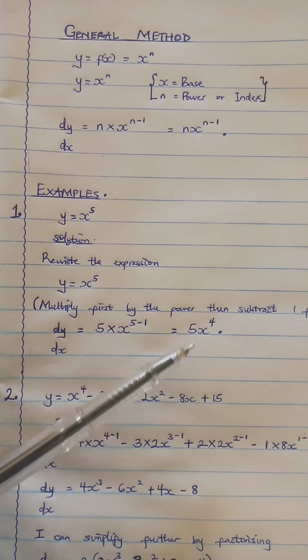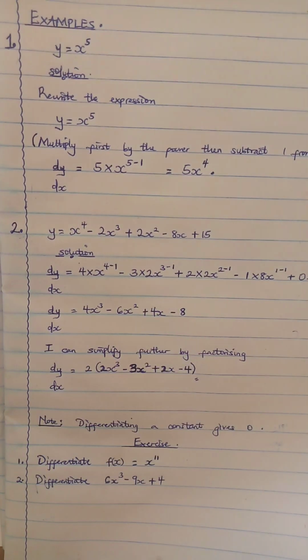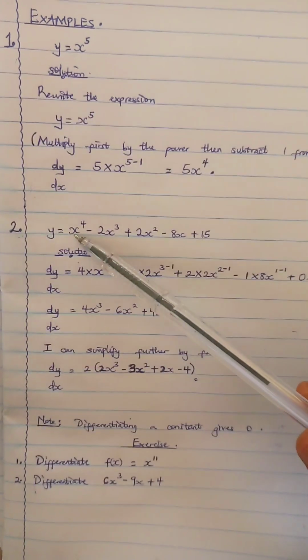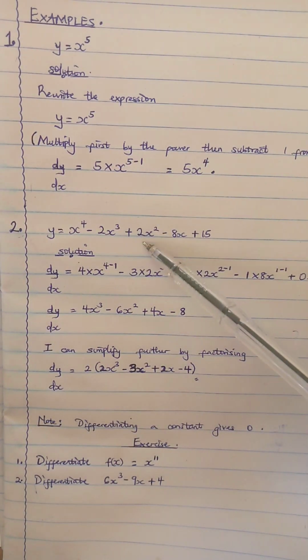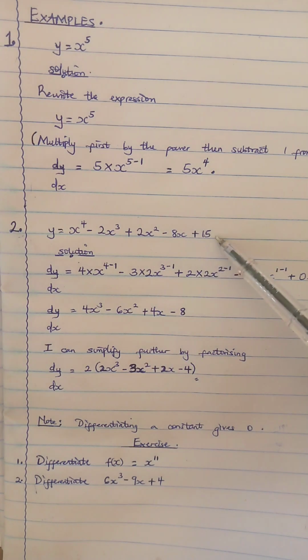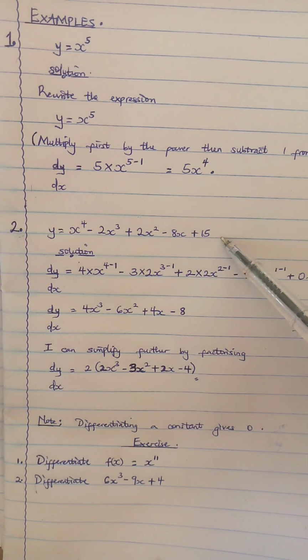So I have 5x raised to power 4. So let us take a good look at the second example we have here. This might be looking very complex, but don't worry, we're going to break it down. y equals x raised to power 4 minus 2x raised to power 3 plus 2x raised to power 2 minus 8x plus 15.